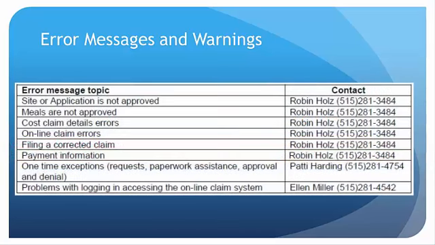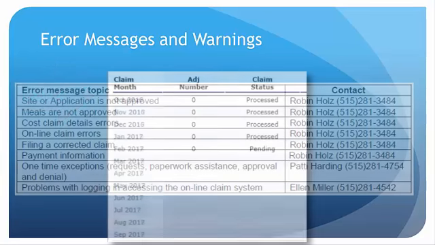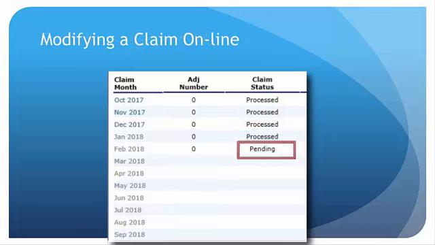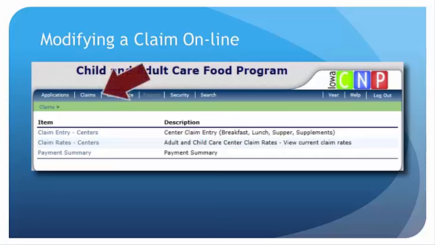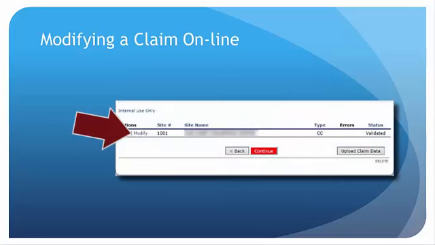If you don't understand the error message listed or have unsuccessfully tried to correct an error message and need further assistance, please call the person listed on this chart in the manual. As long as your claim has not been processed, you can make changes to it as many times as you like. Click Claims, click Claim Entry Centers, click on the claim month and click Modify. Make the desired changes to the claim and click Continue.